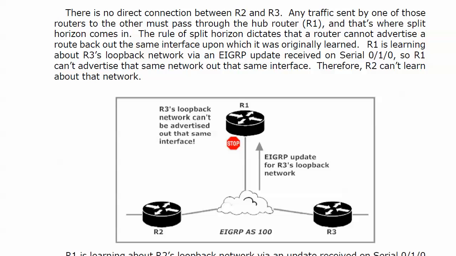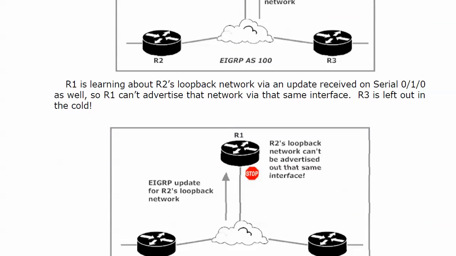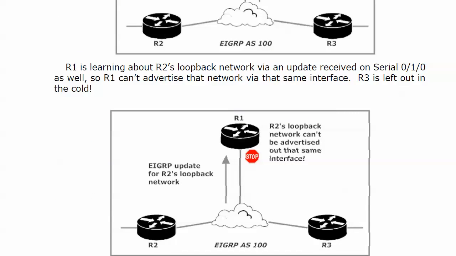Nothing to it. So right now, router 1 is learning about router 3's loopback via an EIGRP update received on serial 0/1/0. The thing is, router 1 now cannot advertise that same network out that same interface, and that's the only way router 1 has to talk to router 2. So 2 can't possibly learn about that network. And the thing is, router 1 is also learning about router 2's loopback via an update on that same interface, serial 0/1/0, and router 1 can't advertise that network back out the same interface. So that's why our spokes aren't seeing the loopback on the other spoke.